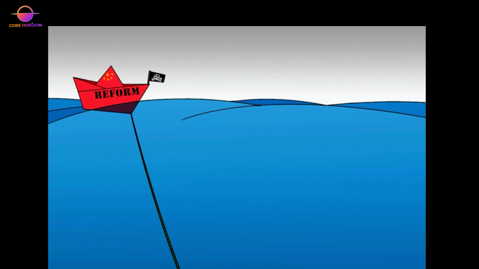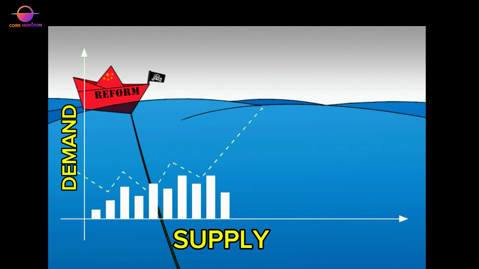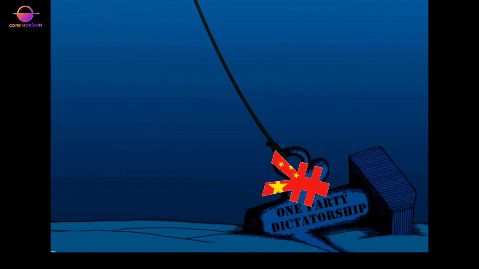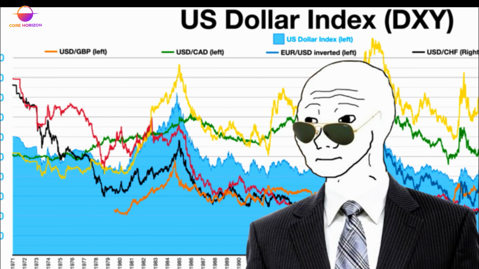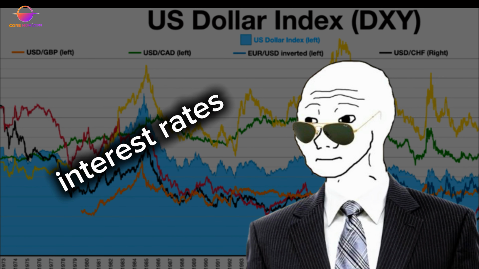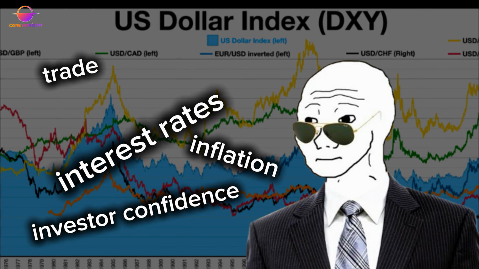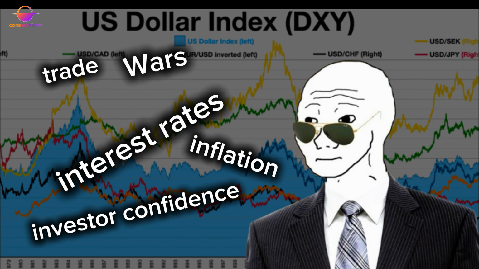Currencies can float or be fixed. Floating currencies change based on supply and demand. Most major currencies do this. Fixed currencies are pegged to something like the US dollar or gold and kept there by force or willpower. Exchange rates move because of interest rates, inflation, trade balances, investor confidence, wars, coups, scandals, and tweets.